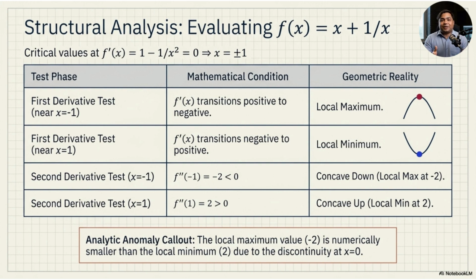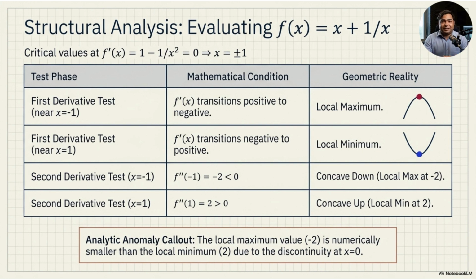Near x equals positive 1, the first derivative changes from negative to positive. When the first derivative changes from negative to positive, the graph goes downward first and then upward. This means we have a local minimum. So at x equals positive 1, the function has a local minimum. When we substitute positive 1 into the function, we get 1 plus 1, which equals 2. Therefore, the local minimum value is 2.